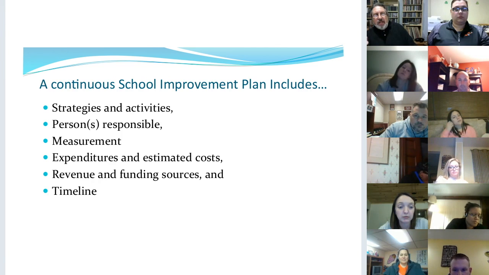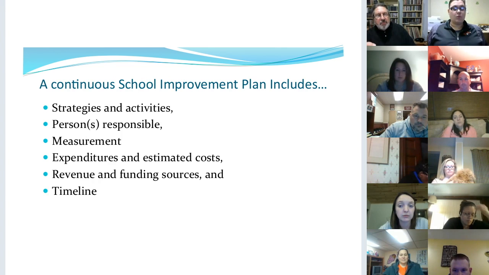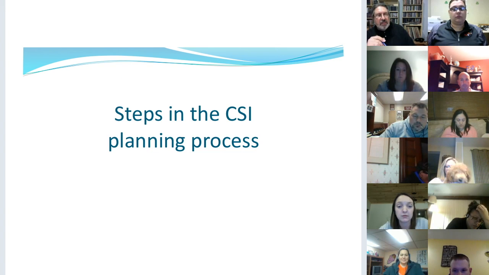So you need to have strategies and activities, people responsible, measurement, expenditures, estimated costs, revenue, funding sources, and timeline. This is the nuts and bolts of it. 636. We're going to get through this.